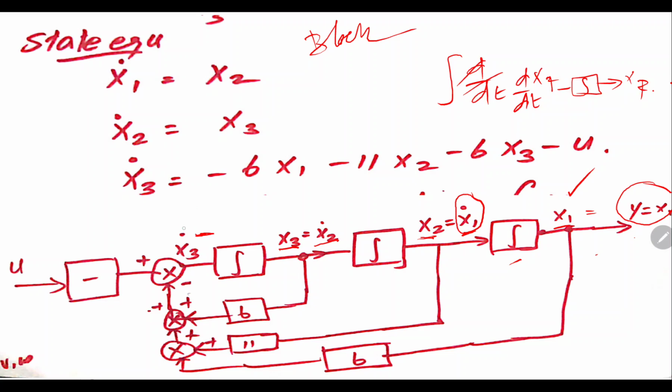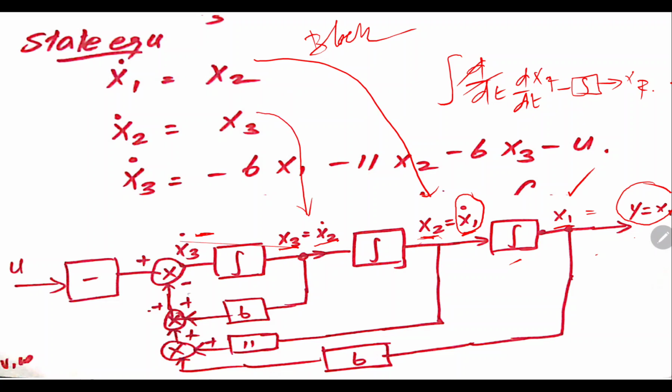So we are starting with x3 dot, passing via integrator, I will get x3. When I am passing x3, which is equal to x2 dot, via integrator, I will get x2. x2 is nothing but x1 dot, and I am passing via integrator, I will get x1. Now x1 dot is equal to x2 here, and x3 is equal to x2 dot here.